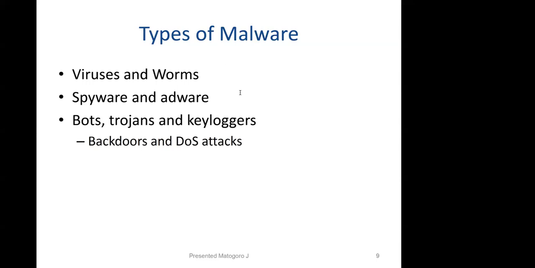Samuel Isaac: a virus needs user interaction to spread, like opening an infected file, while worms spread automatically over a network without needing user action. A virus attaches to files, a worm exploits network vulnerabilities.